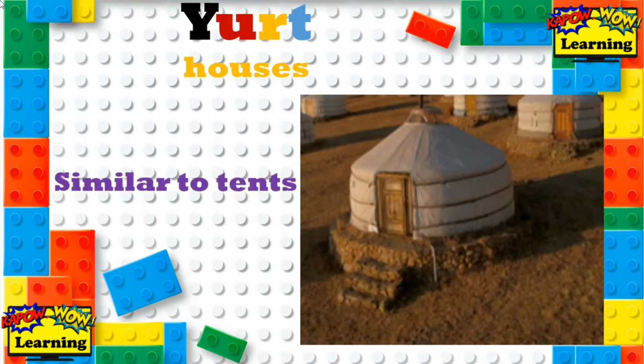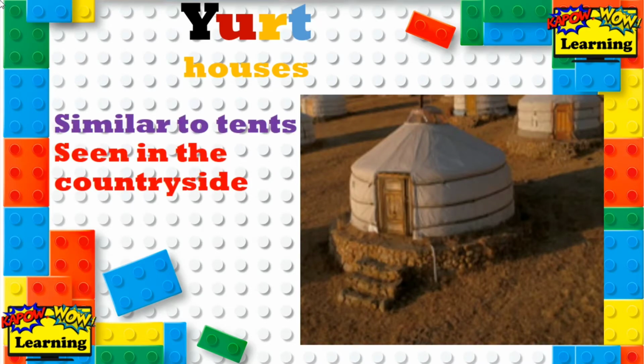Where are they? So as you can see, they are similar to tents. They are built in the countryside from natural resources, so straw, wood, or brick. Not bricks, but sticks, possibly bricks. As you can see, there are bricks in this one on the floor to make it strong.